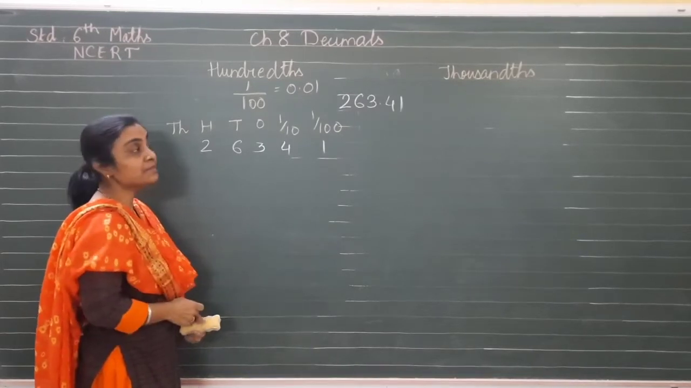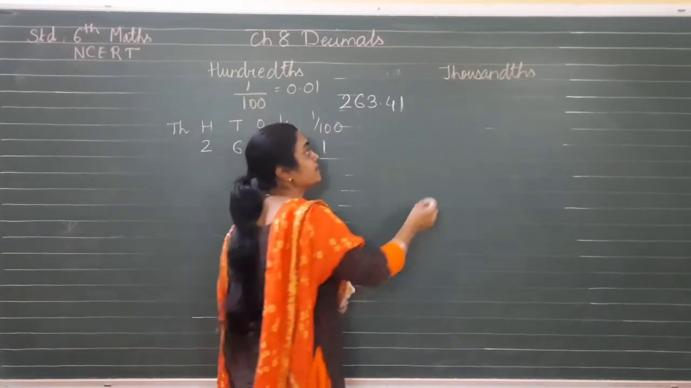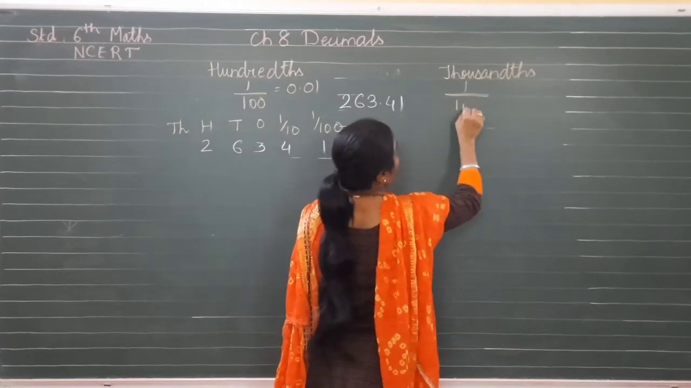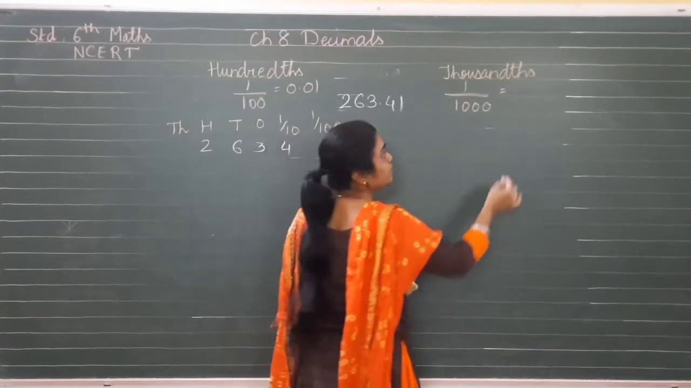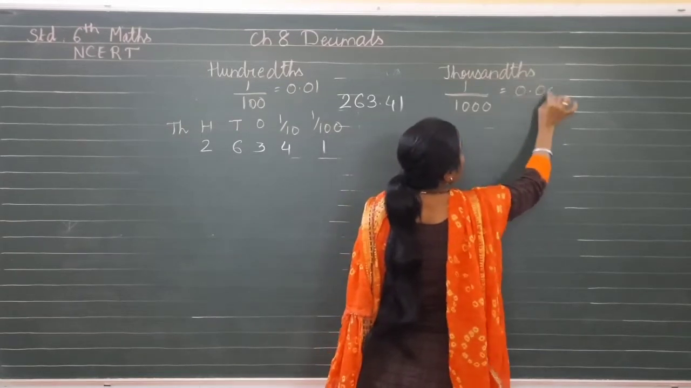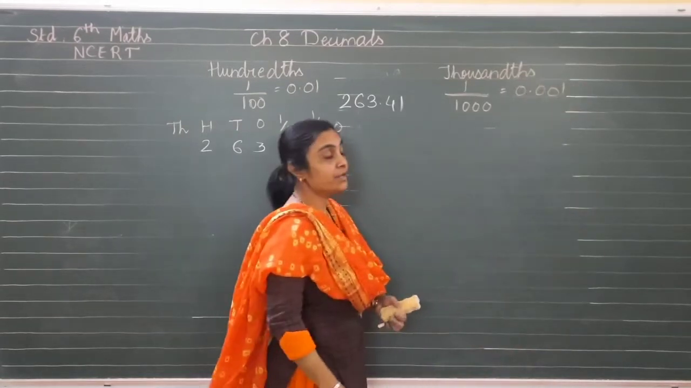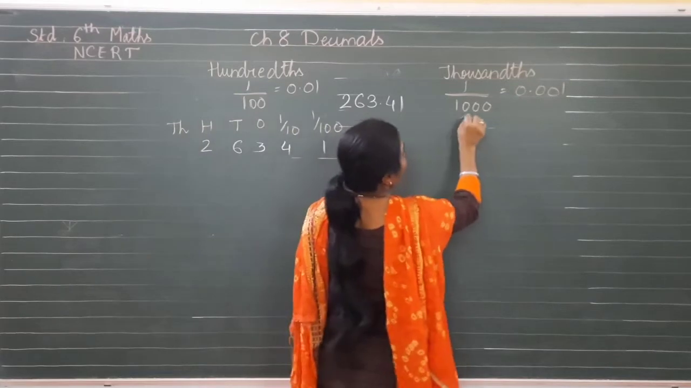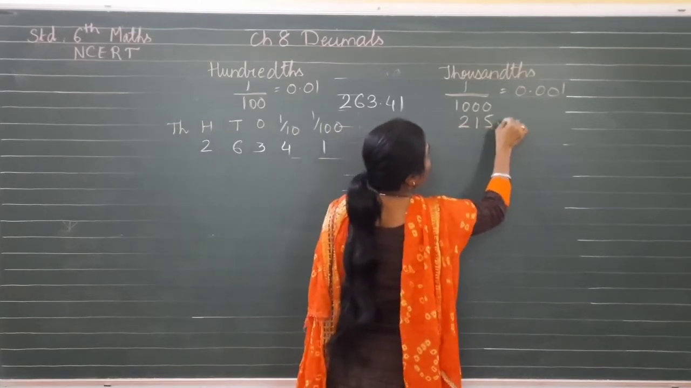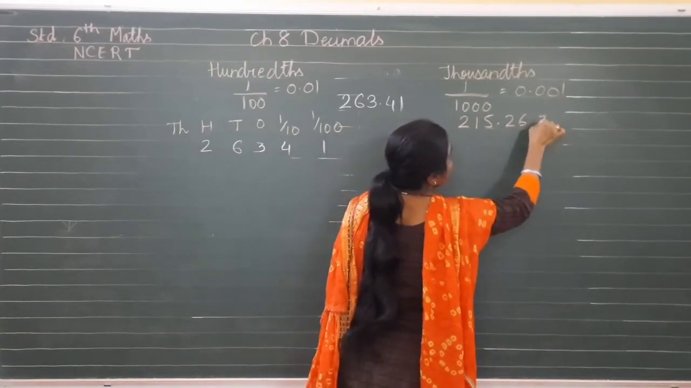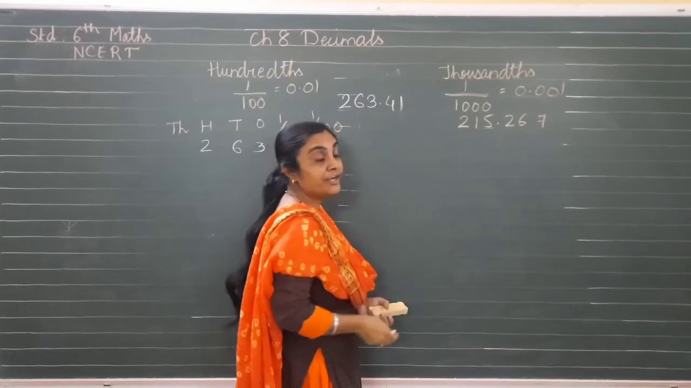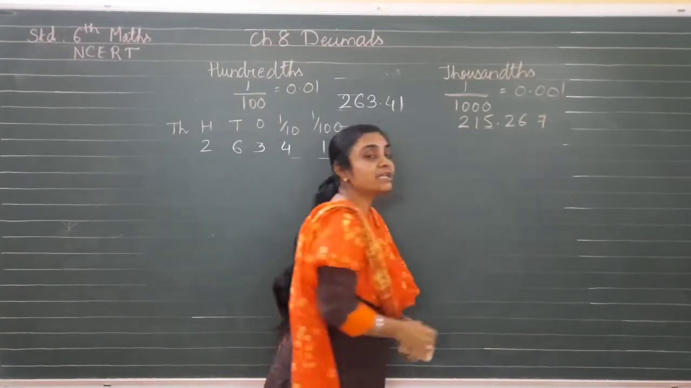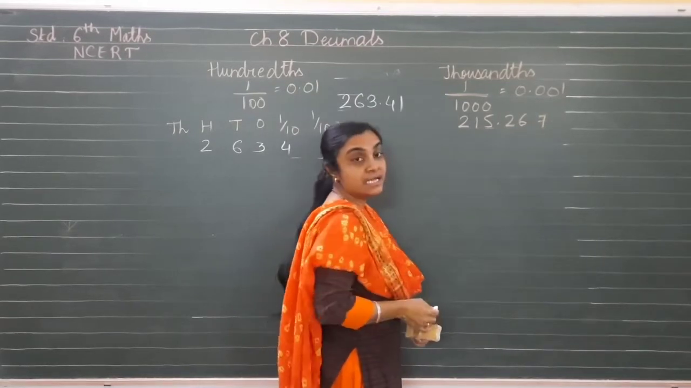Now let us see thousandths. Thousandths means it will be the fraction part of 1 upon 1000. So there are 3 zeros in the denominator, so 3 digits after the decimal point. Now let us take one example: 215.267. Now it is read as 215.267. After the decimal point we have to read the digits separately.